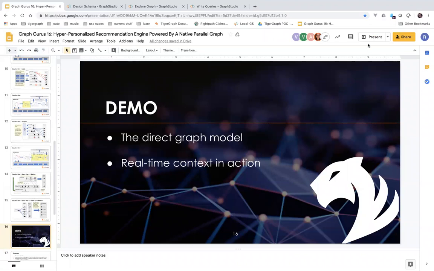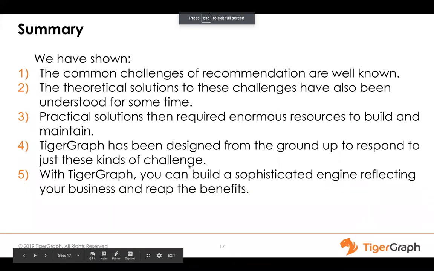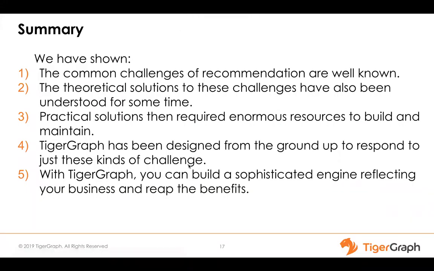So if I can get back into presentation mode here. So a quick summary before we move to Q&A. So we talked about the common challenges of recommendation and said that they're pretty well known, and they've been known for a long time. So we're not inventing anything here. What we're really saying is we provide an engine that allows you to move beyond standard collaboration approaches, which you would otherwise be limited to if you were using, say, relational data stores or more limited graph technologies.